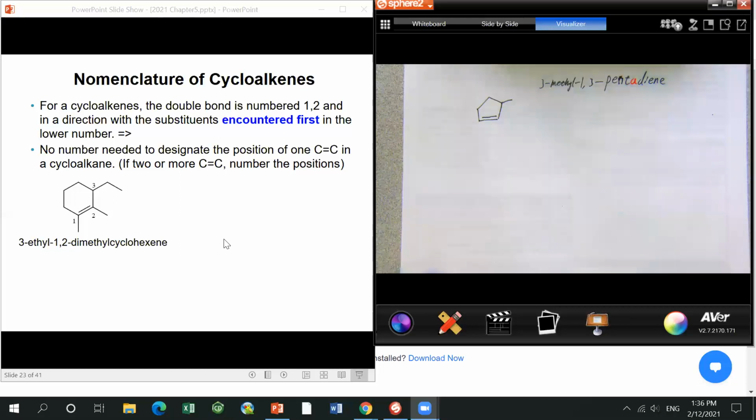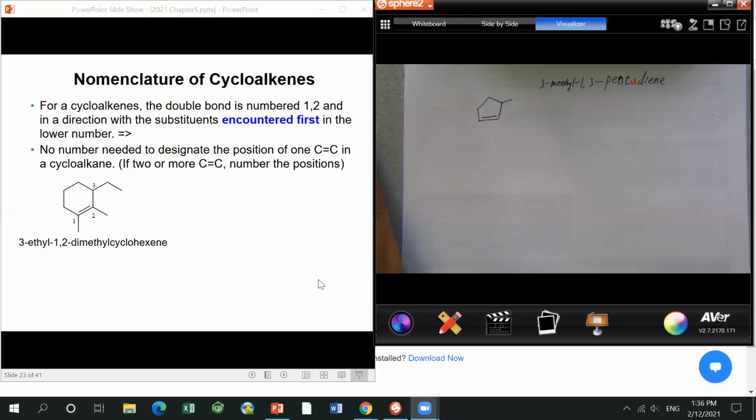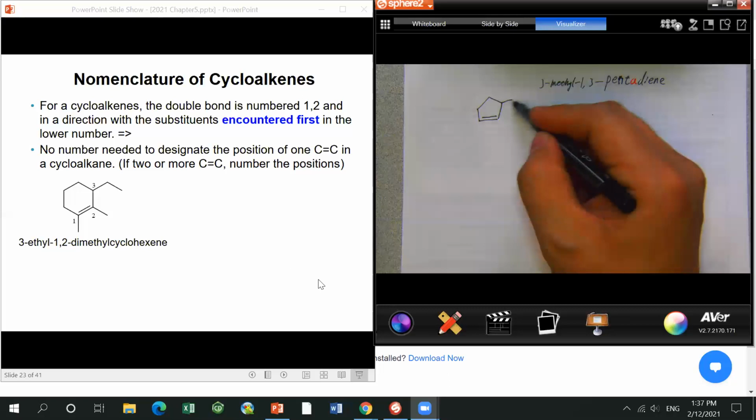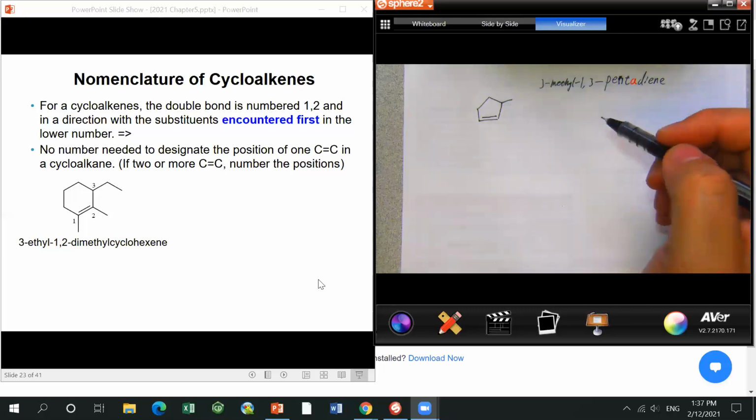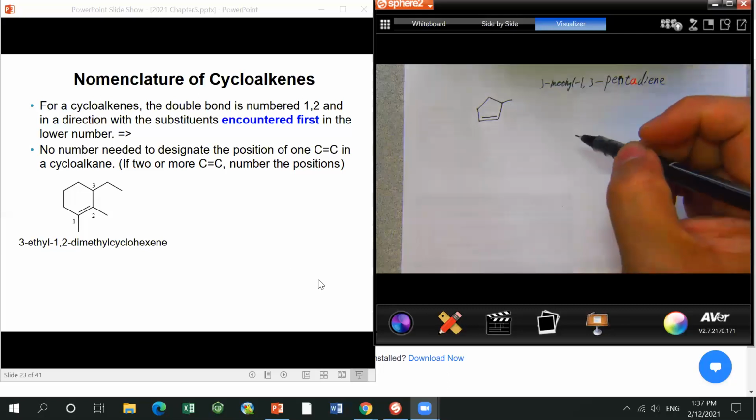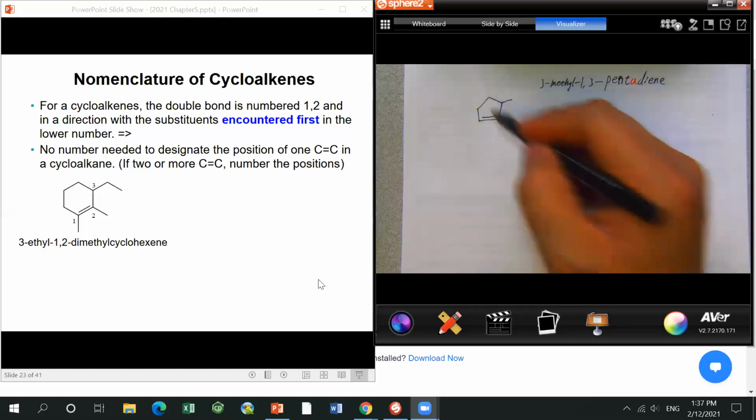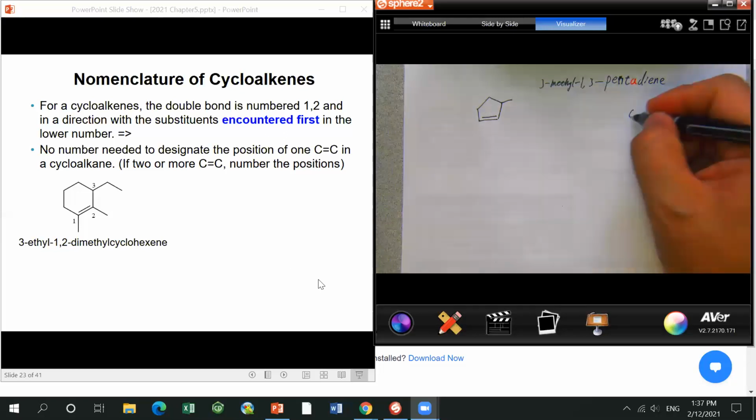All right. So for example, this molecule. It's a five-membered ring, and there's a double bond in the ring, and then there's a methyl group attached to the ring. How do we name this molecule? The whole ring should be cyclopentene. I know that.